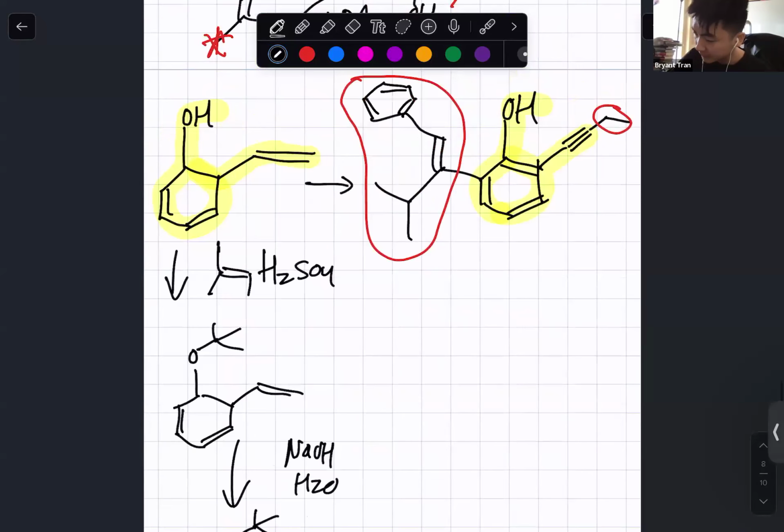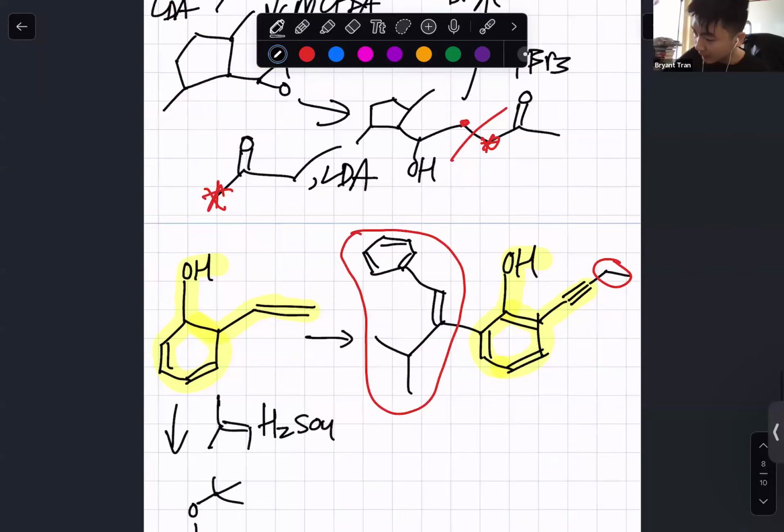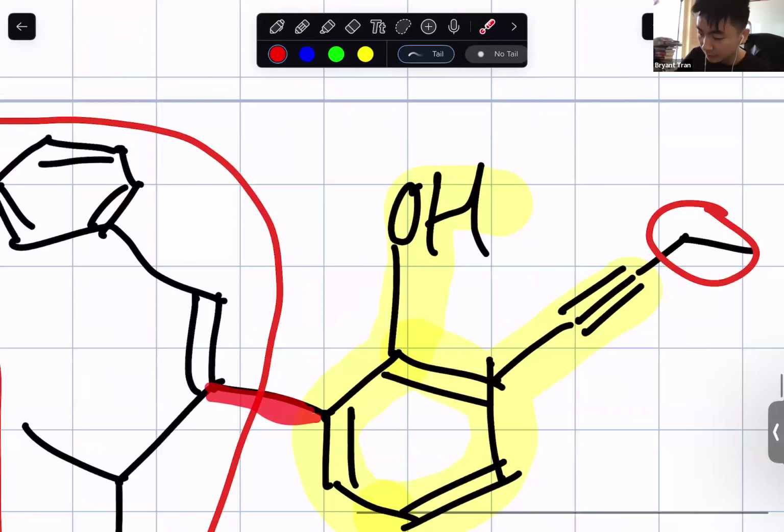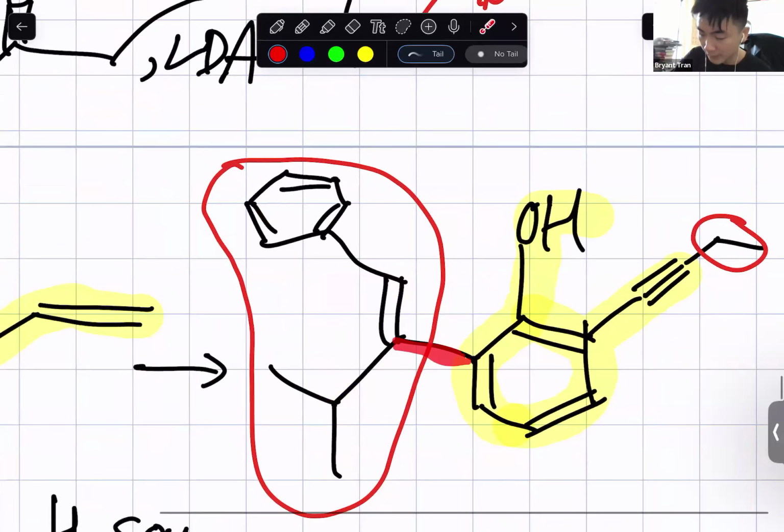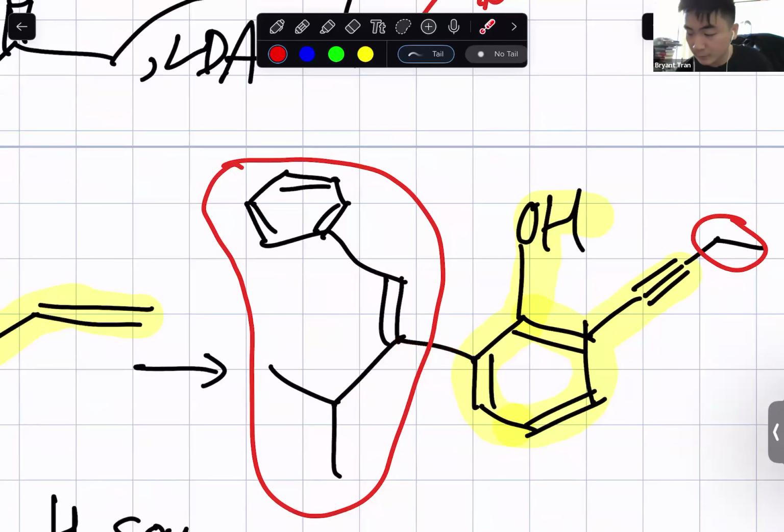Now, let's look at this over here. Let's look at this group. You know how we added a new carbon-carbon bond to this benzene? The reactions that would make a new carbon-carbon bond are Friedel-Crafts alkylation or Friedel-Crafts acylation. So now we have an alkene here.